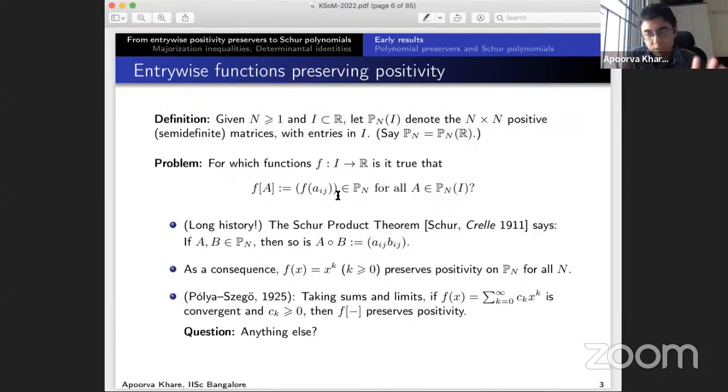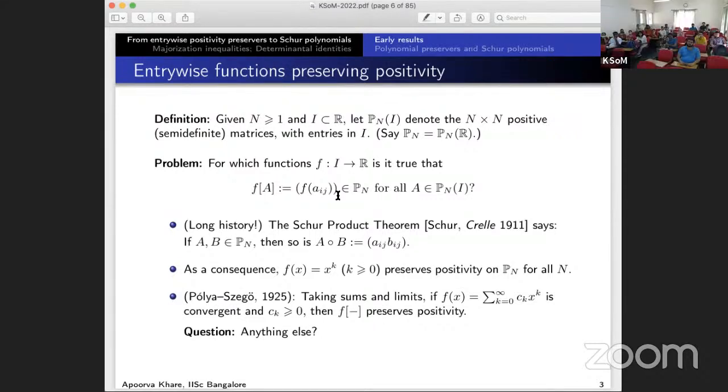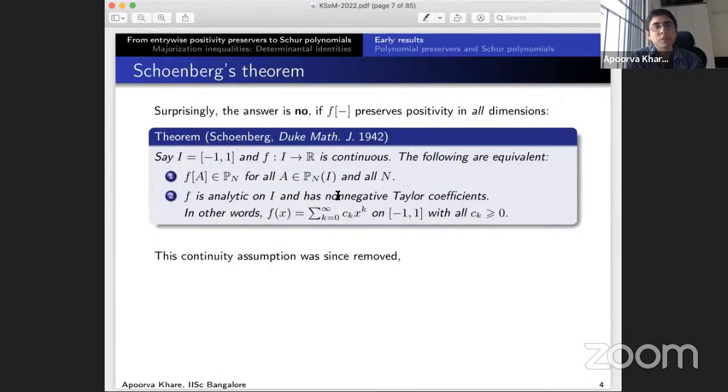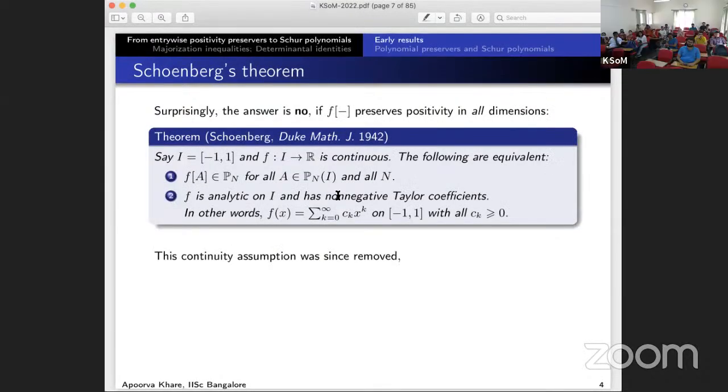So not to the spectrum, but to the entries. And they asked the question, is there anything else? Are there any other functions? And this took quite a long time to answer, but eventually the answer turns out to be no.